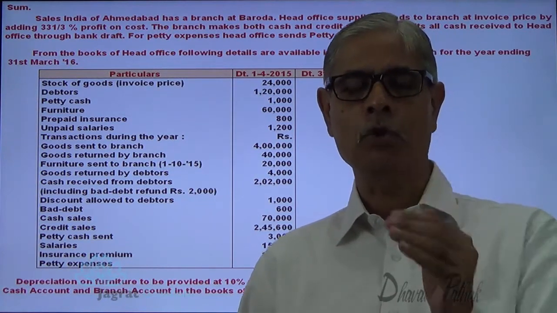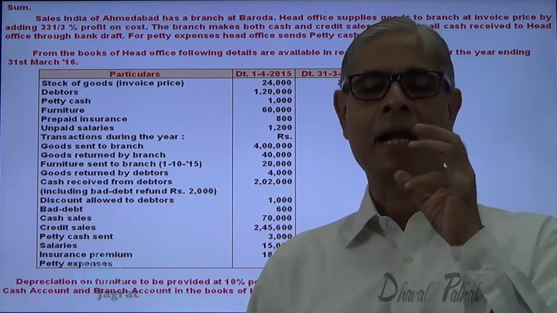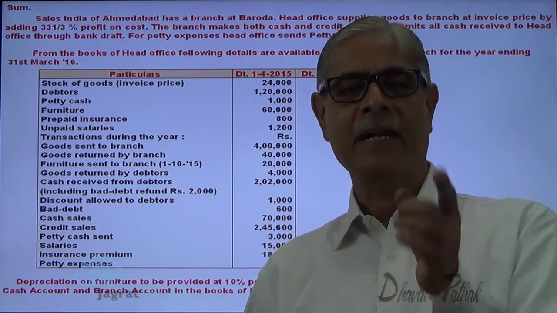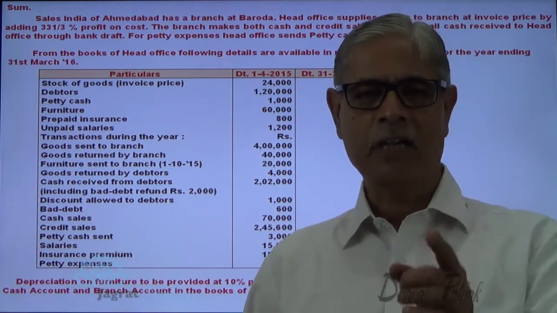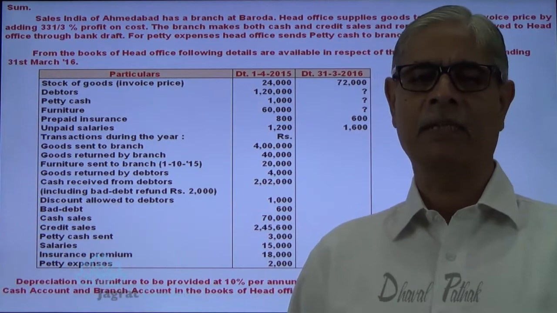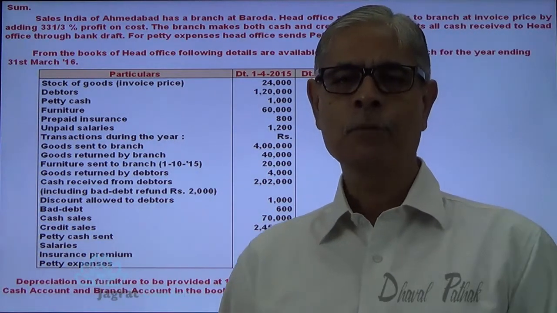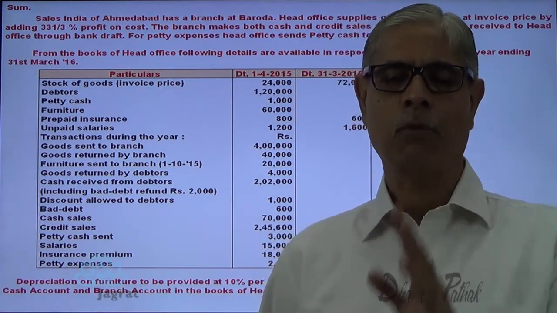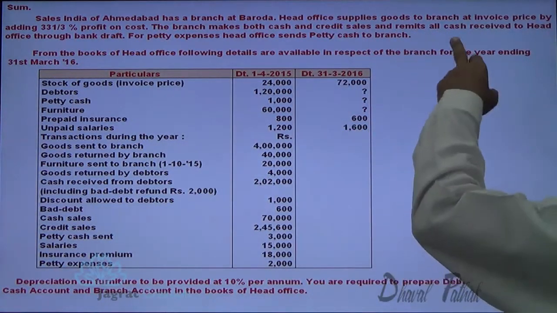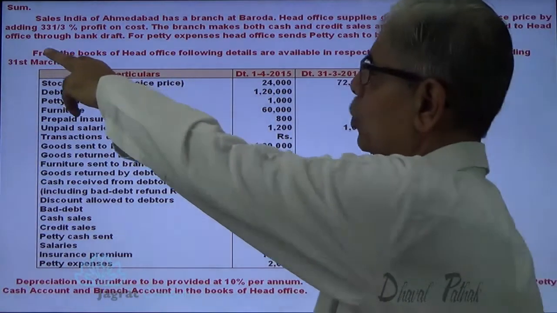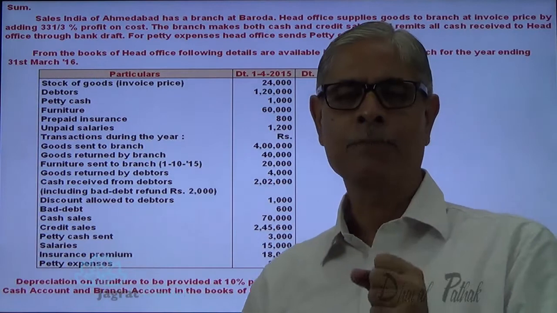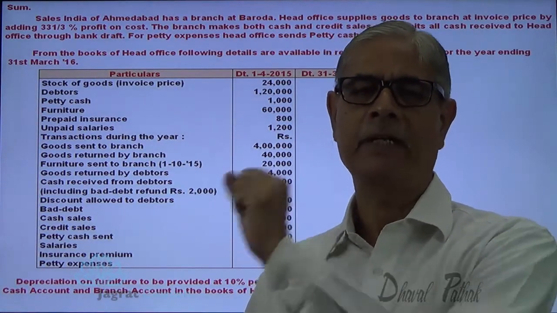So opening stock, goods sent and goods returned, closing stock are to be recorded in the branch account at an invoice price. But we shall write an adjustment entry so that invoice price gets converted into cost. That is an important point to be understood by the student when the sum is given wherein goods are sent to the branch at an invoice price. The branch makes both cash and credit sales and remits cash received to head office through bank draft. So whatever cash is received, the branch remits all of it to the head office.